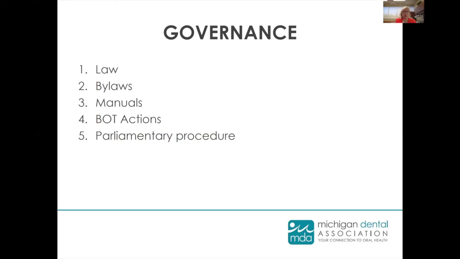And of course, the most important rule is the rule of law. If something is prescribed by law, then absolutely it will be done at the Michigan Dental Association. The next level down is our bylaws. We must function in accordance with our bylaws, and therefore we do. Our manuals are the next level, followed by board actions, and then the lowest level is parliamentary procedure. The good news is that generally speaking, these things all line up very nicely, and we don't have situations where one is overruling another. But if that were to happen, we would use this hierarchy to decide.